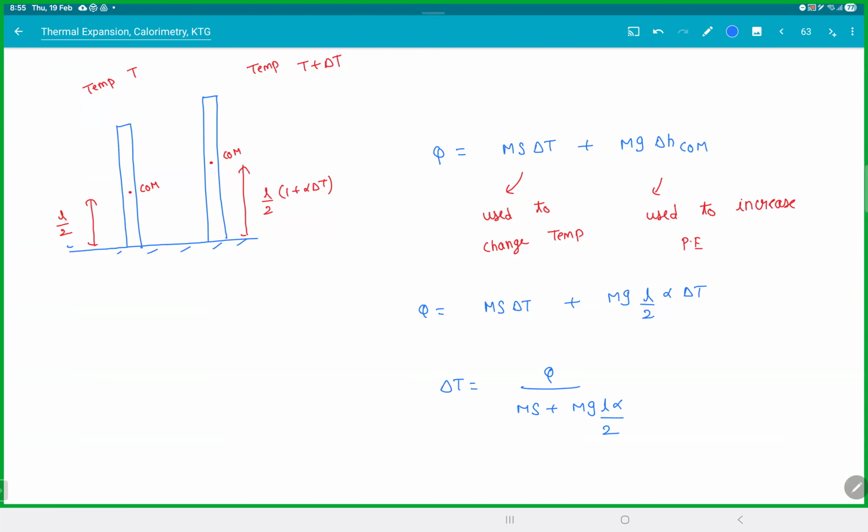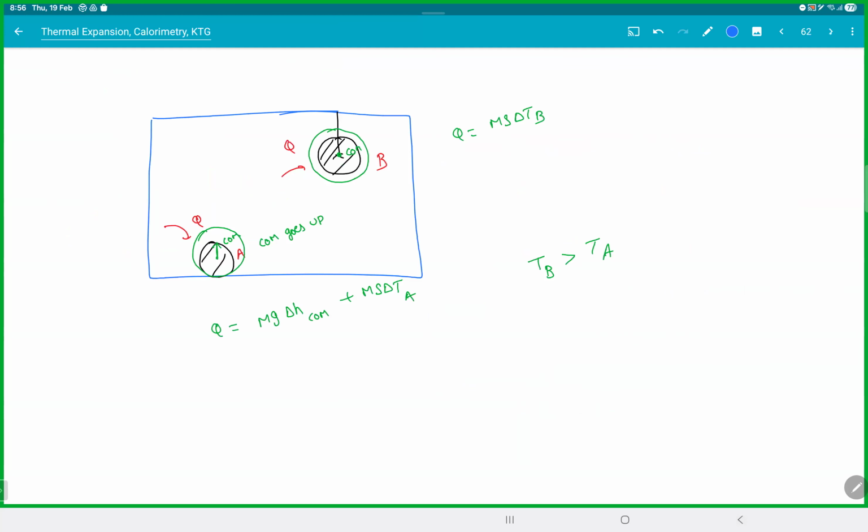Check. Clear with this? So keeping a rod vertically and keeping a rod horizontally will change the whole question. Any doubts on this? Clear, na? Obvious? Shaurya? Vanshika? Clear with this? Vedika? Rudransh? Clear. Great. Next one.